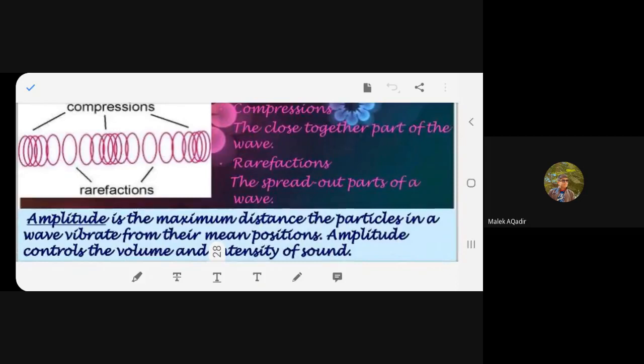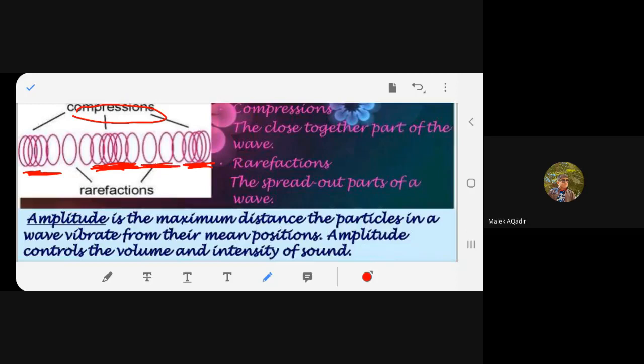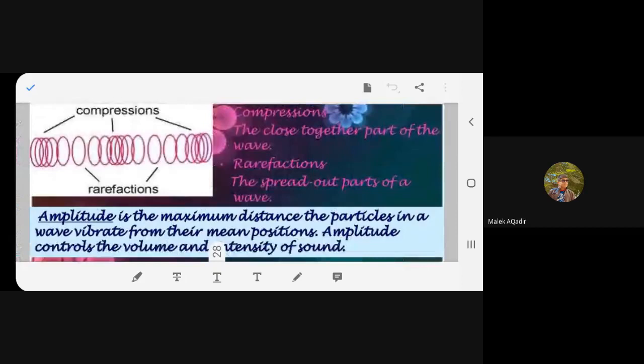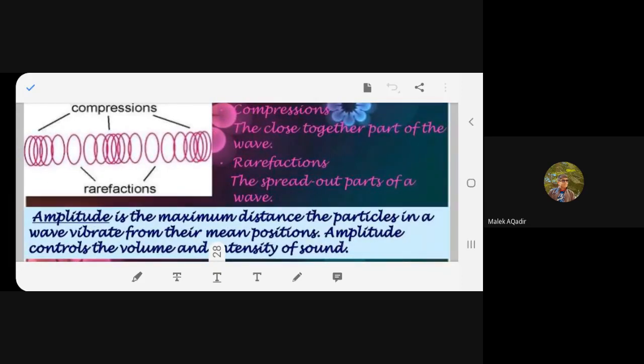This is just a revision of compression and rarefaction. Remember, we had taken a slinky, the spring, and you compress it and you try to pull it. This is how it looks. See, here it is highly entangled. Here also it is very close to each other. These positions are known as compression, and when they are apart from each other, these are the portions which are known as rarefactions. So compression means the closeness or the close part of the wave, and rarefaction means the spread out of the wave.